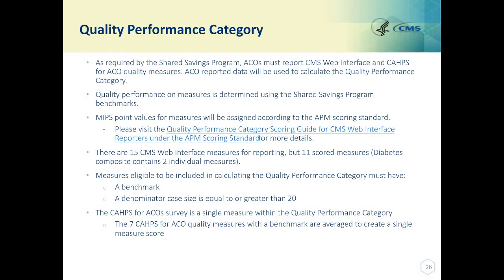For 2018, there will be 15 CMS web interface measures. However, we'll only be scoring 11 of them because 2 of the measures are actually part of the same diabetes composite measure. And there are 3 web interface measures in 2018 that don't have benchmarks available, and so we won't be able to score those either.